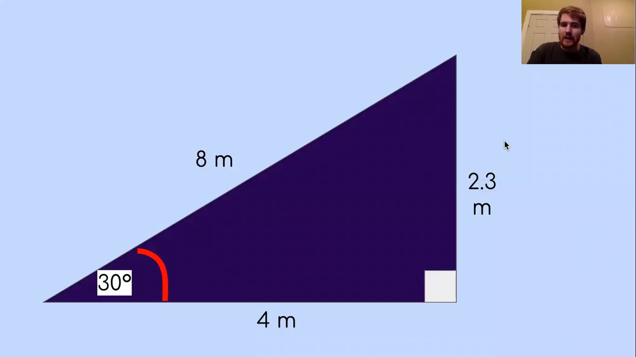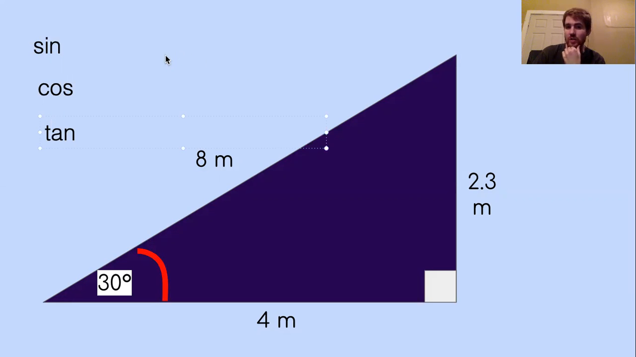Hello, everyone. In this video, we are going to be talking about trigonometric ratios. As you may remember, we have three trigonometric ratios: sine, which we abbreviate as sin but say "sine"; cosine, which is abbreviated COS; and tangent.